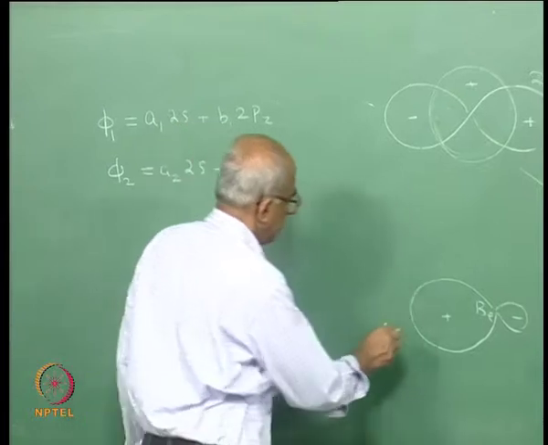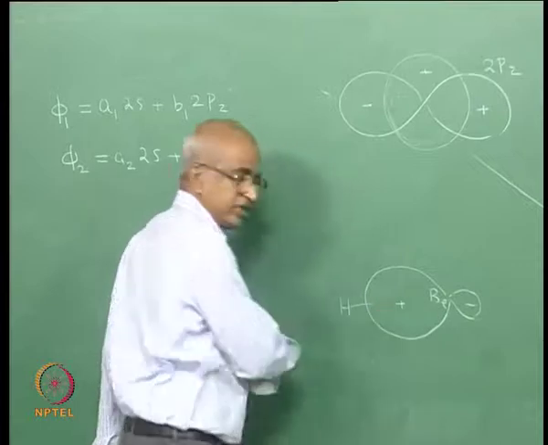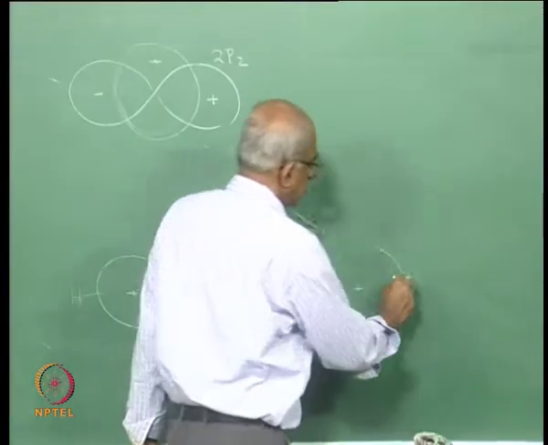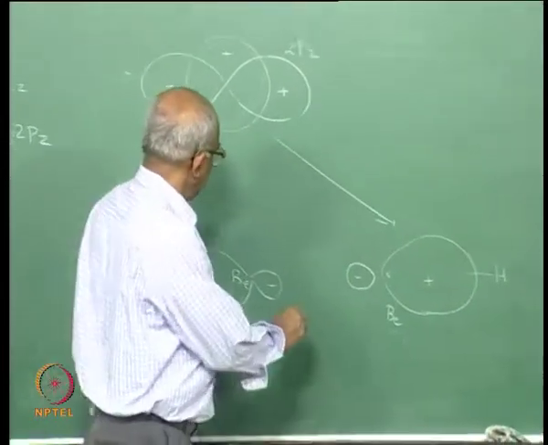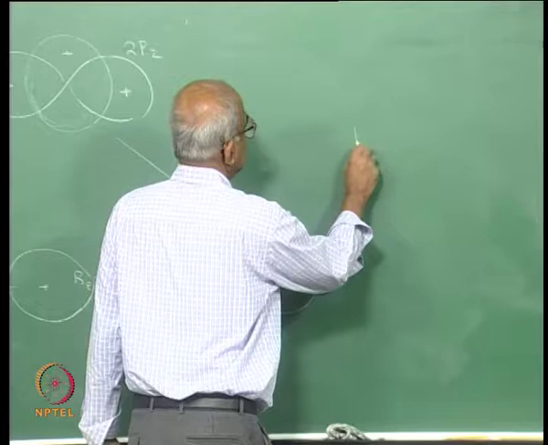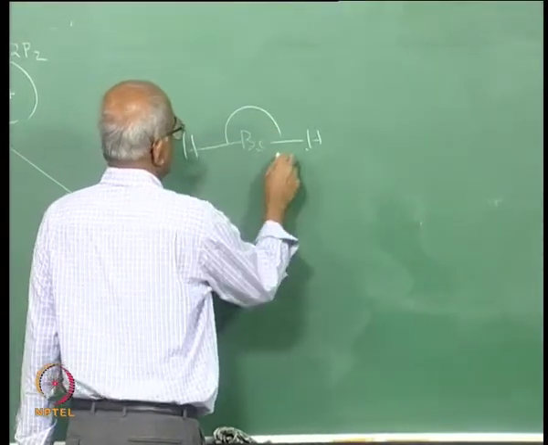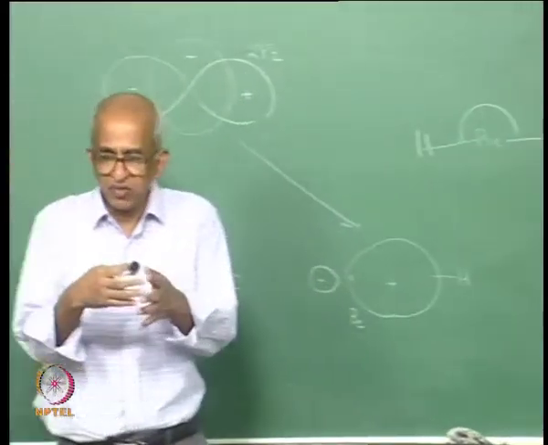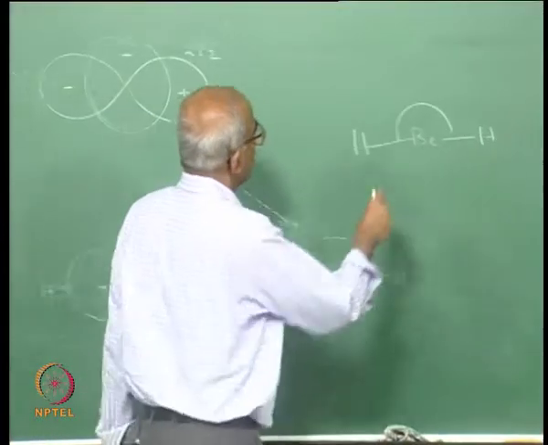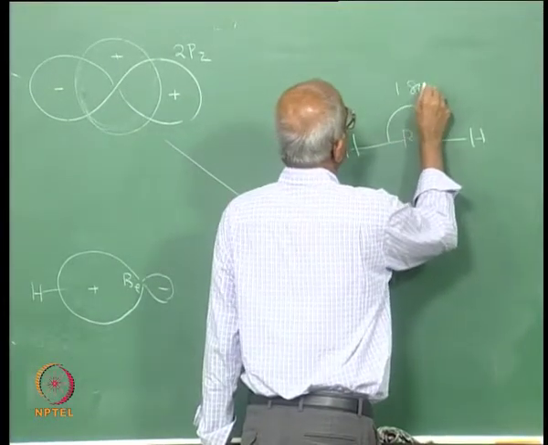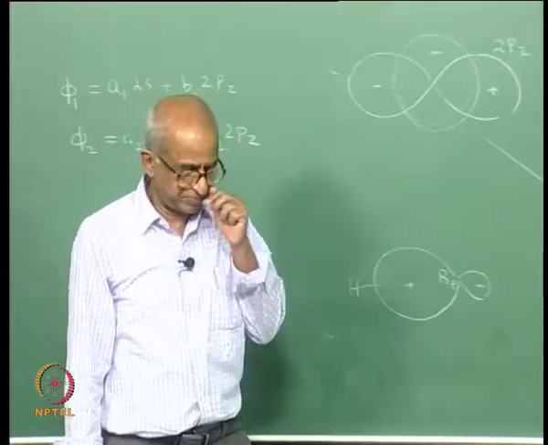So, then what will happen? This may be used to form a bond with the hydrogen on this side, and this will be used to form a bond with the other hydrogen on the other side, and therefore, if you had beryllium hydride BeH2, these two bonds are formed by hybrid orbitals which point exactly in the opposite direction, as a result of which the bond angle works out to be 180 degrees, and you can see that the two hybrid orbitals are completely equivalent to one another.